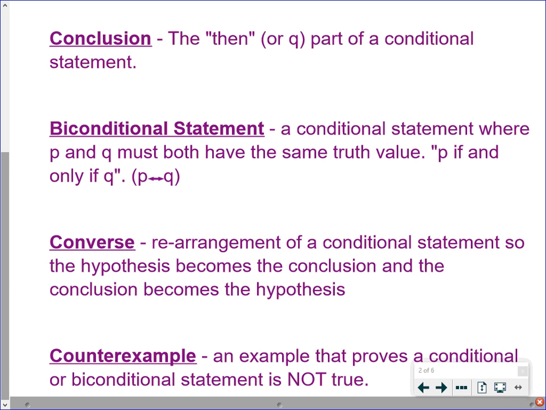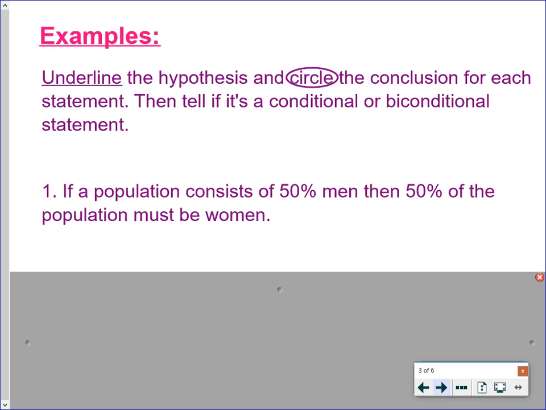Okay, we're going to look at some examples on identifying some of these parts. First is hypothesis and conclusion. So we're going to underline the hypothesis for each one of these and circle the conclusion. And then we are going to say, is it a conditional or biconditional statement? So let's look at this first one.